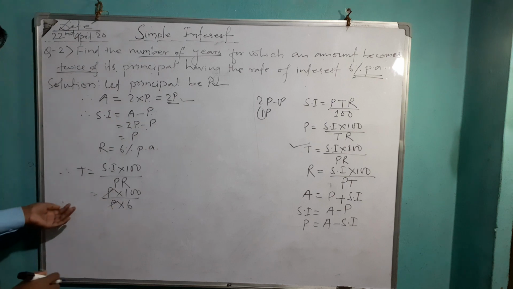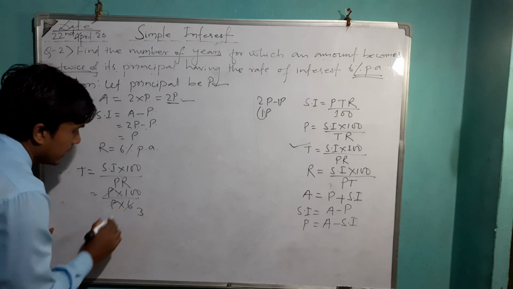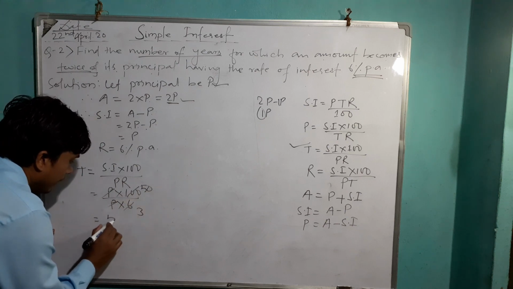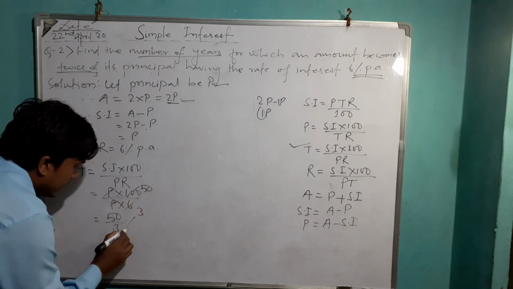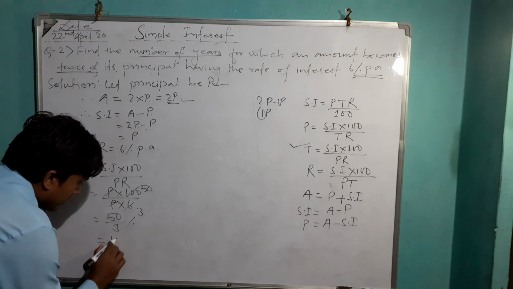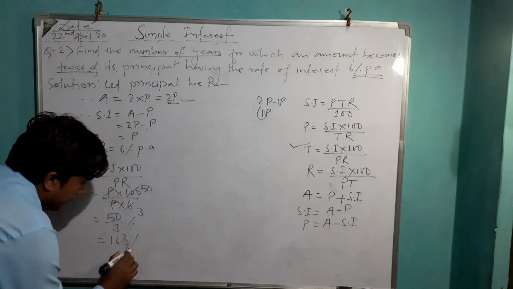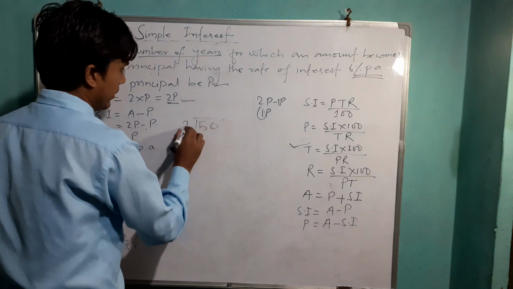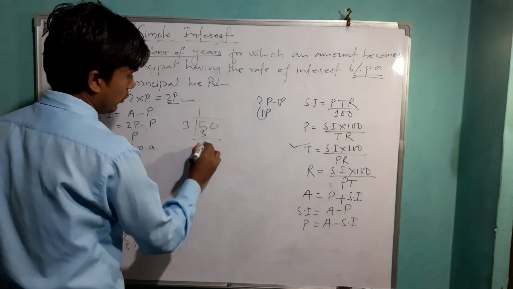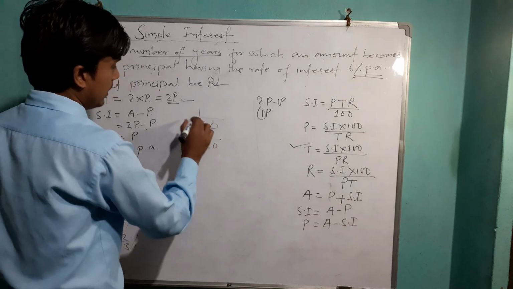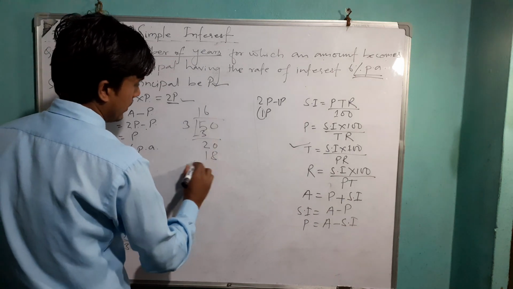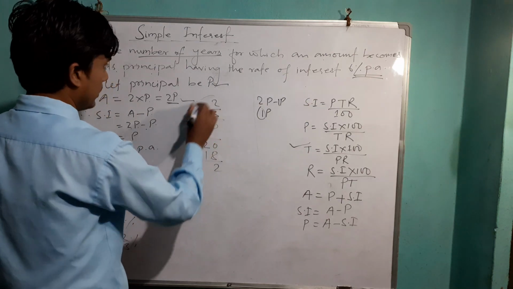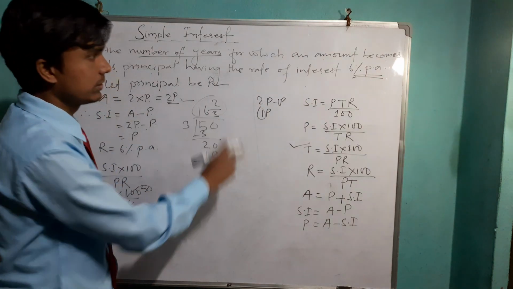This P and P will get cancelled. Now 2 3s are 6, 2 5s are 10, 0. So we got 50 by 3%. It can be written as a mixed fraction, 16 2 by 3. This can be turned like this: 50 divided by 3, 3 1s are 3, so 2 will be left over, and then 0. Now 3 6s are 18, 2 will be left, so this 2 will go here and this 3 will come here. So this is the answer for this question.